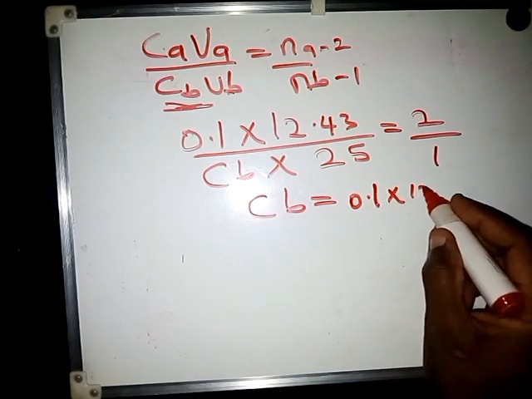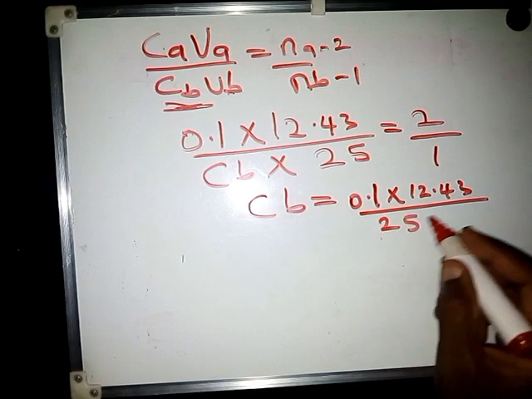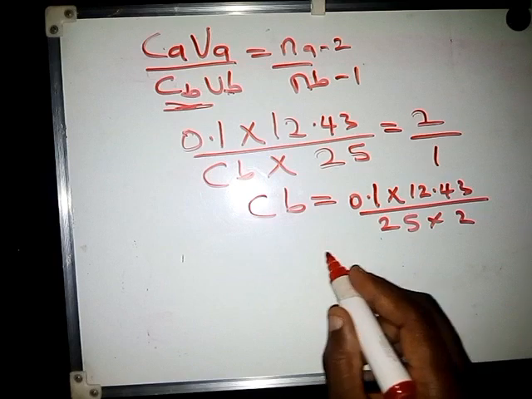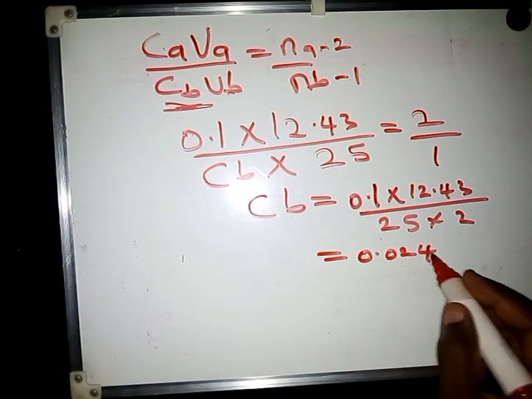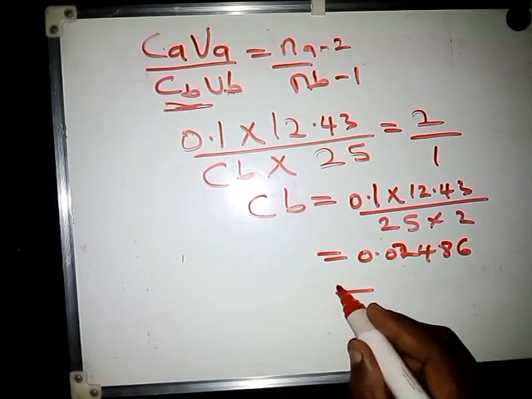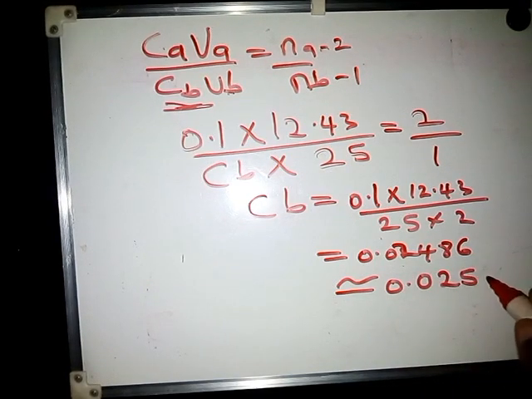That is 0.1 times 12.43 over 25 times 2. At the end of the day, you should get 0.02486. That is approximately 0.025 mole per dm cube. So this is the concentration of I2 in B in mole per dm cube.